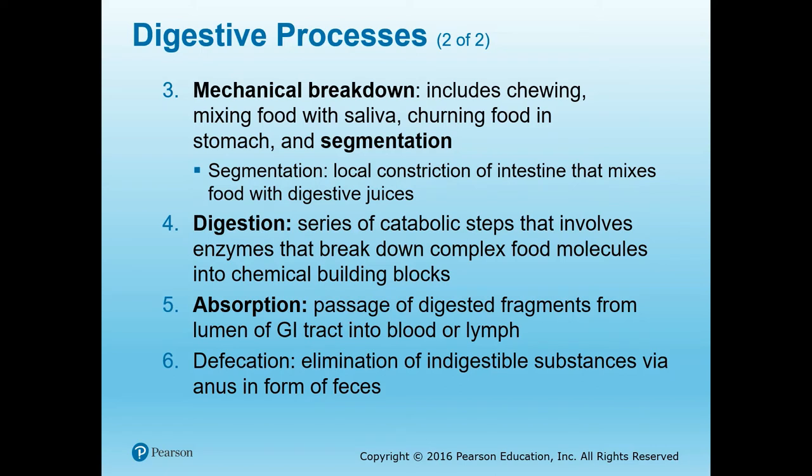So continuing on, mechanical breakdown, segmentation, we talked about peristalsis. Peristalsis is where the smooth muscle contracts and basically the food flows through the GI tract. Digestion is a series of enzymes that break down the food, it's a catabolic process. And then absorption, this is where the majority, like I said, occurs in the small intestines, and nutrients get absorbed into our body. And then obviously the last one is we defecate. Yep, that's going to the bathroom. That's when we poop.